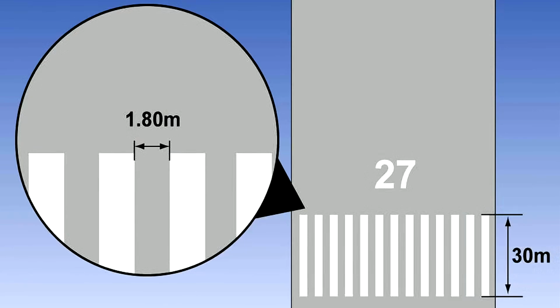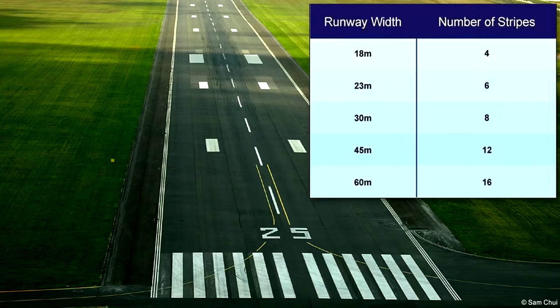The stripes will be at least 30 meters long and have approximately 1.8 meters between them, except that the 2 stripes nearest the center line will be double-spaced. The number of threshold stripes that will be painted onto a runway is dependent upon the width of the runway itself and is shown here.